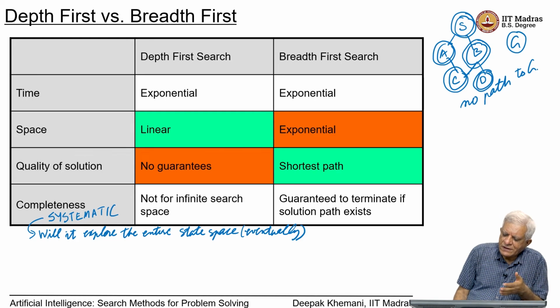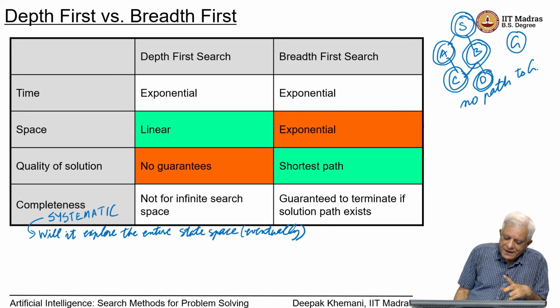So, the corollary of this is that completeness means that if there is a path to the goal, will the algorithm find it essentially. And we have already seen in that small example that depth first search could go down an infinite path, especially if the search space is infinite essentially.